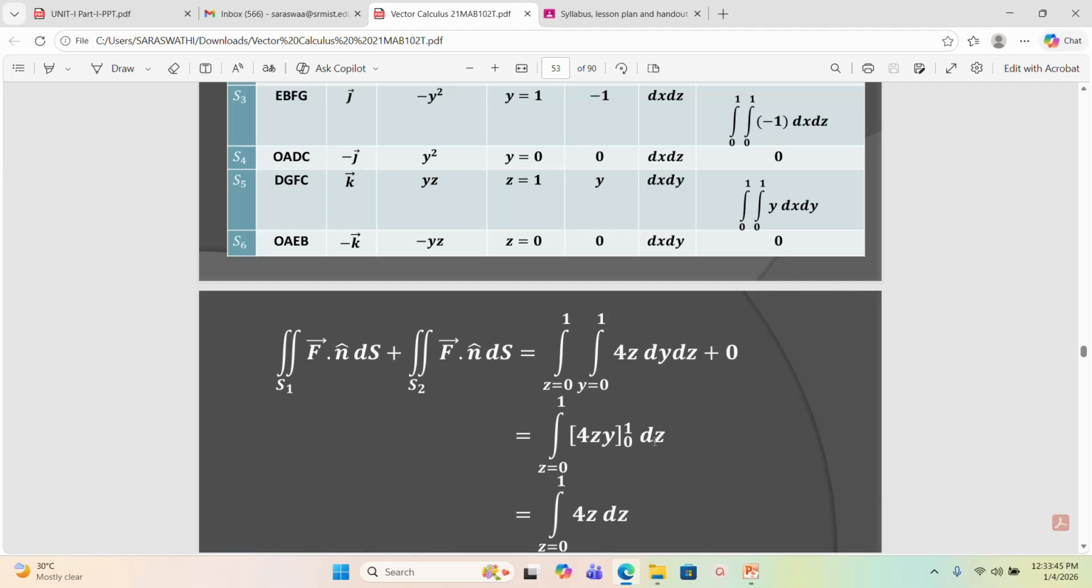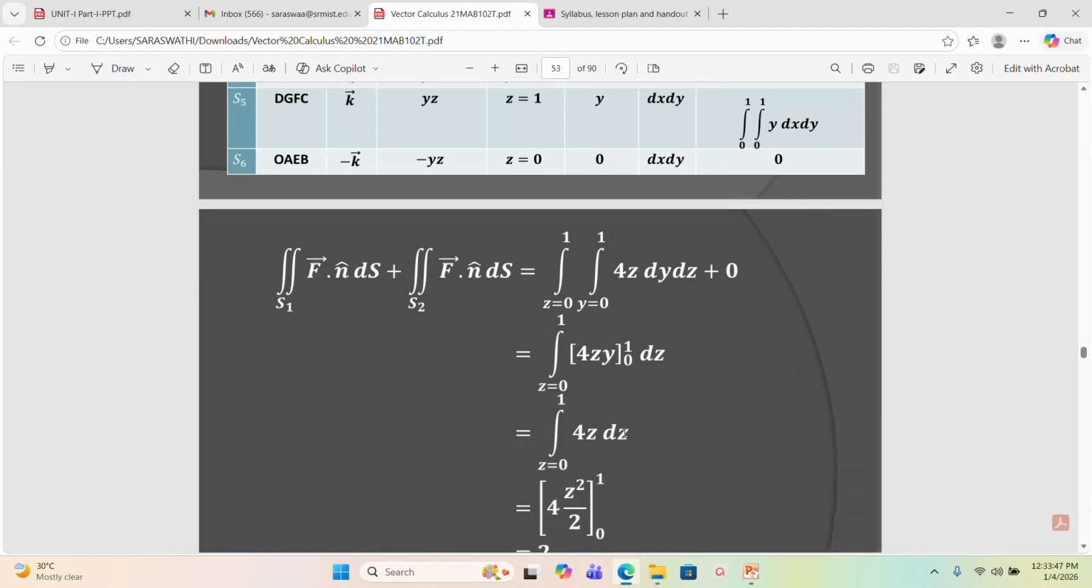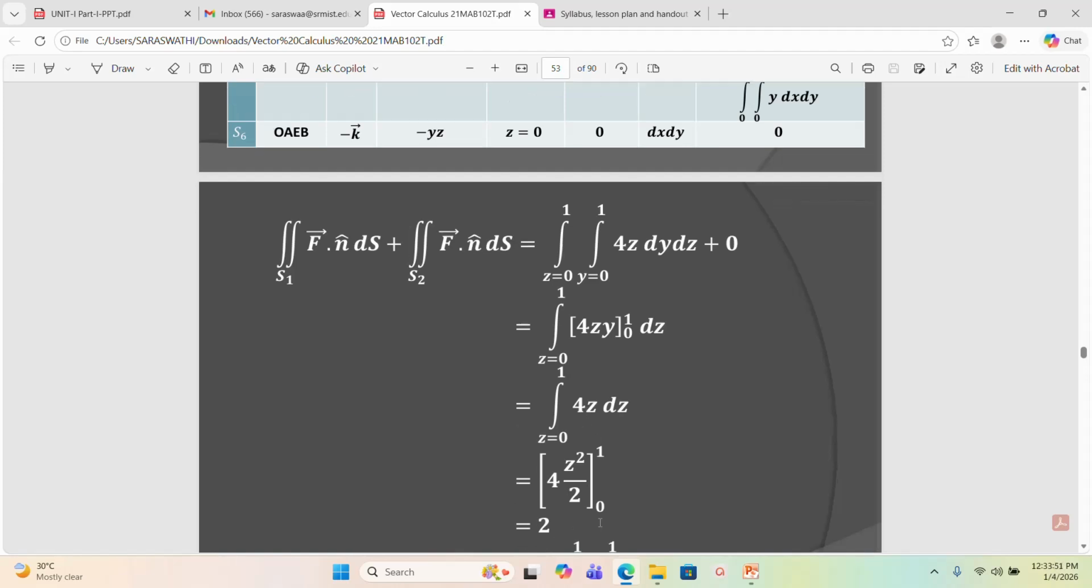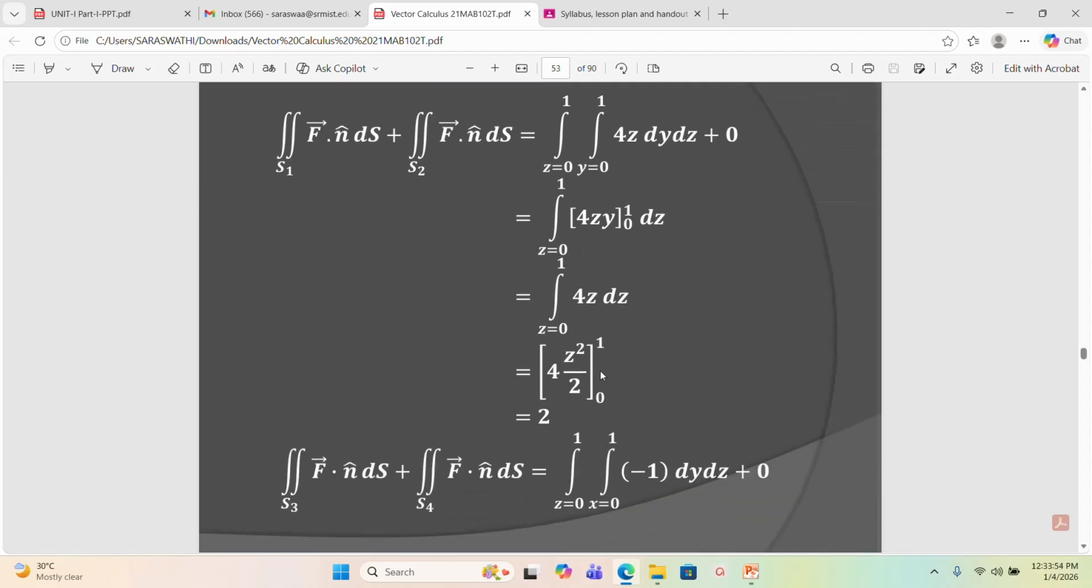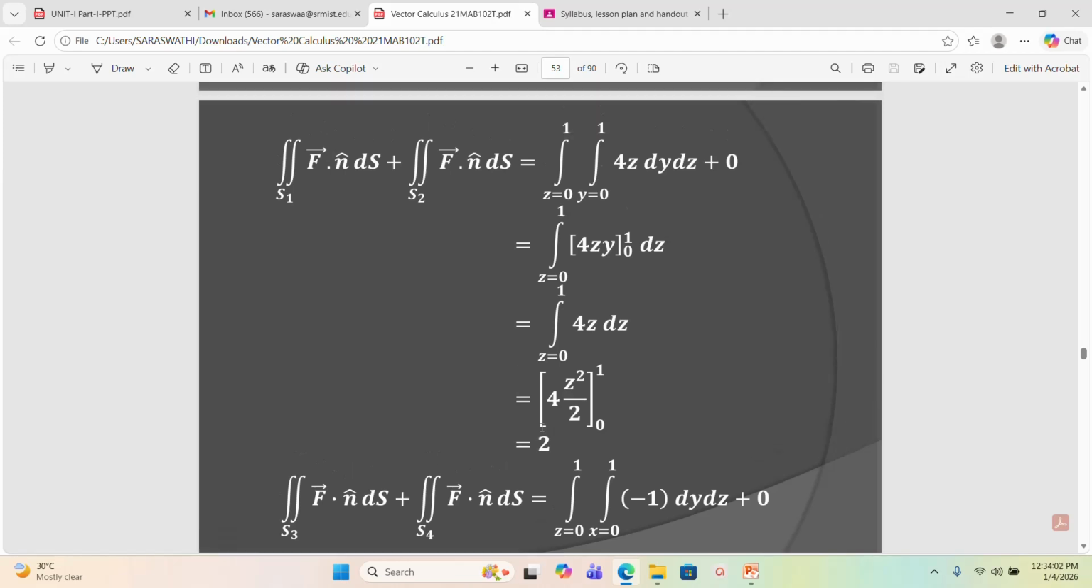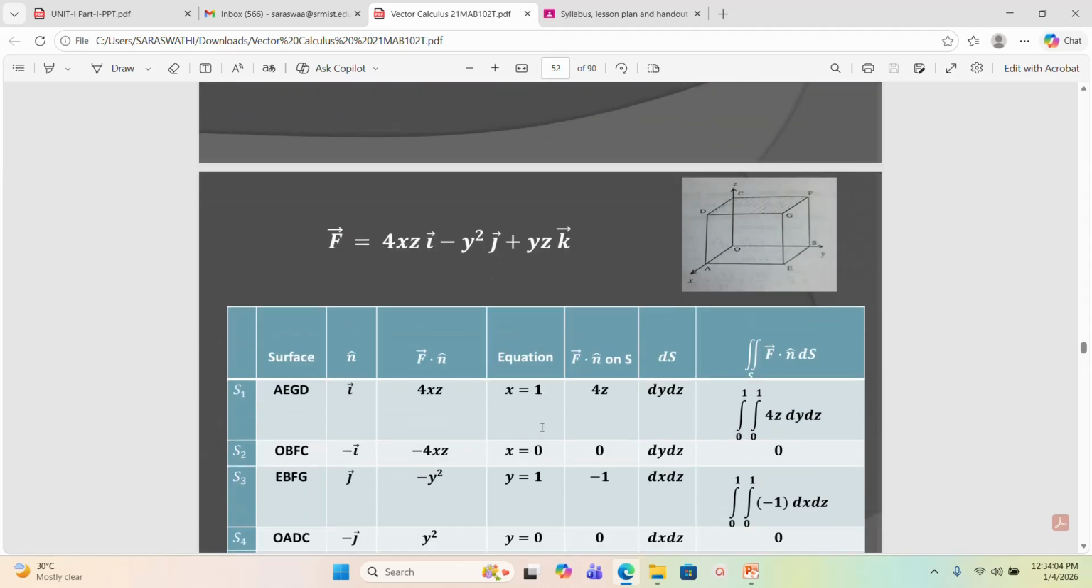So 4z into dz, where 4 is the constant, integral z dz is equal to z square by 2 from 0 to 1. Now upper limit z equal to 1 minus lower limit z equal to 0, so 4 by 2 is equal to 2.